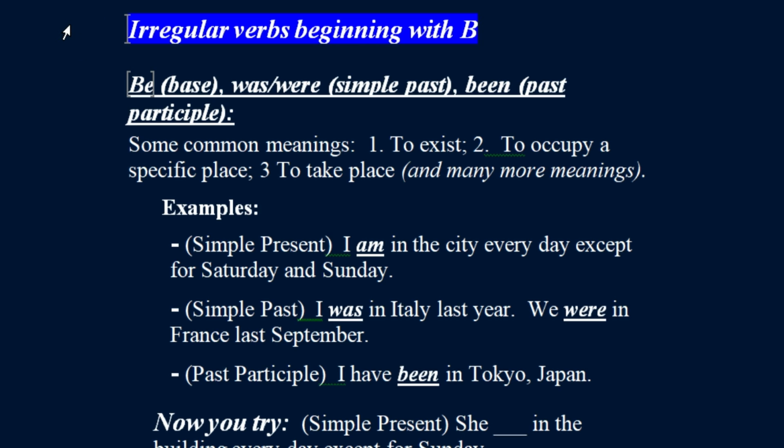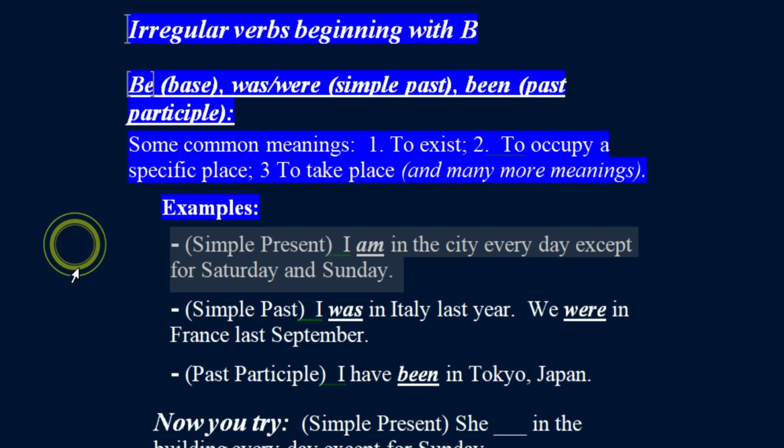Irregular verbs beginning with the letter B. Be is the base verb. Was, were, simple past. Been, past participle. Some common meanings. Number 1, to exist. Number 2, to occupy a specific place. Number 3, to take place, and many more meanings.